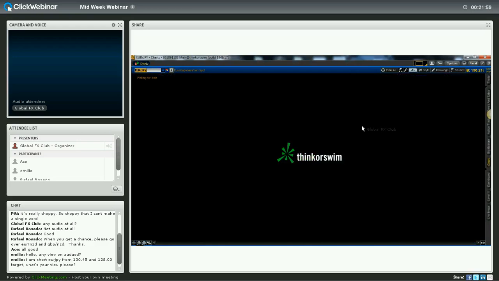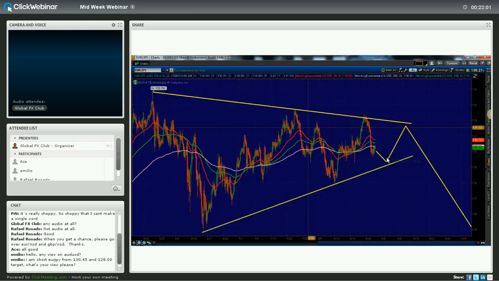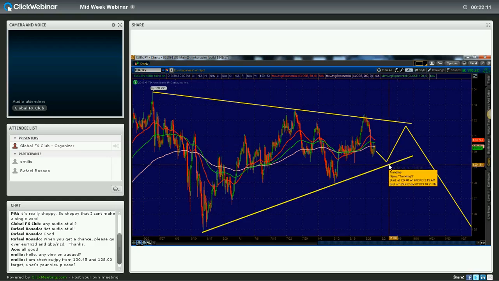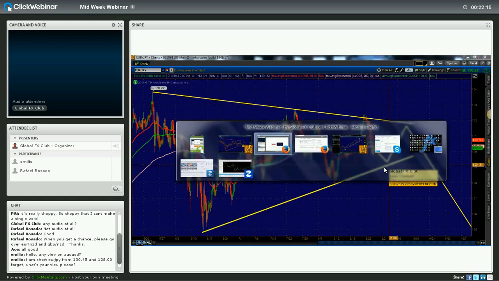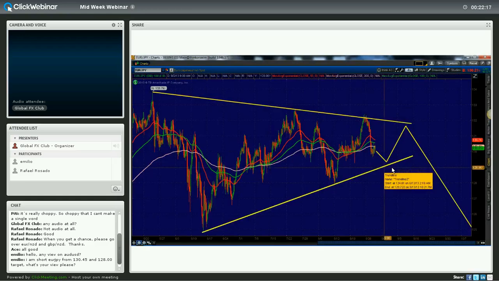This is my Euro Yen chart. With those 128 targets, I would be somewhat cautious. I think the next major bounce level for Euro Yen is going to be this trend line, at about 129.15. So I would trim some of my shorts around that area and move the stop to break even. And if we break down, then great. Your 128 targets seem pretty much inevitable.